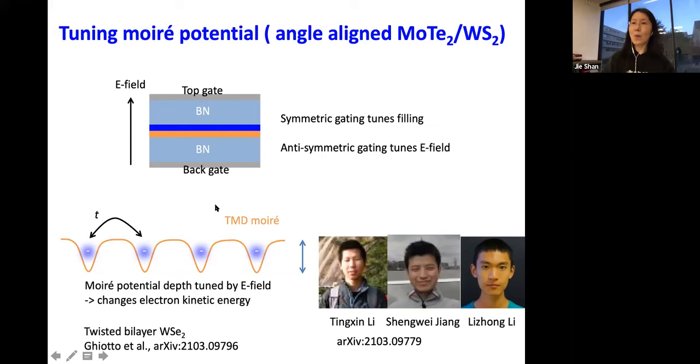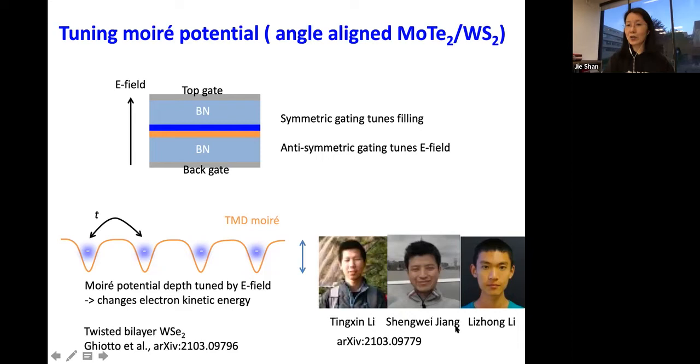So by applying an out-of-plane electric field, we can tune the ratio between U and T. And this is work led by those two gentlemen, postdoc Tingxin Li, Shengwei Jiang, and graduate student Lizhong Li.